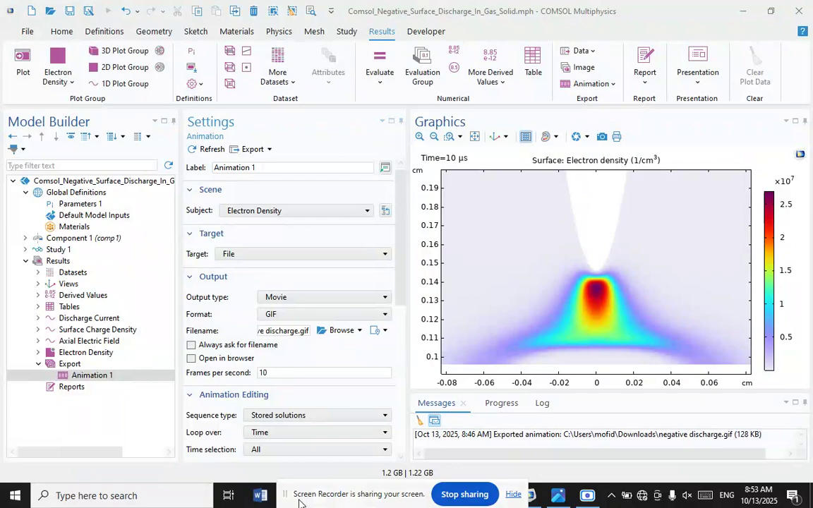The next one is insulation design. Understanding negative surface discharge is critical for designing reliable insulation systems. For example, research has shown that some gases like C4F7N can suppress surface charge accumulation and improve insulation performance.